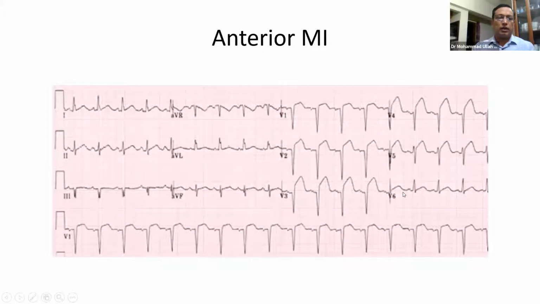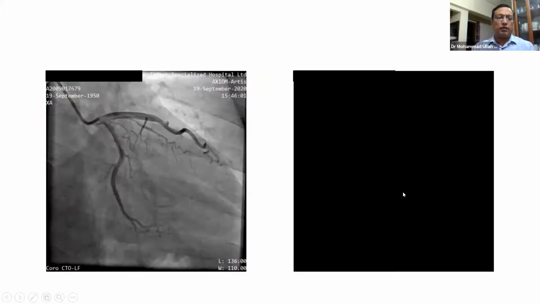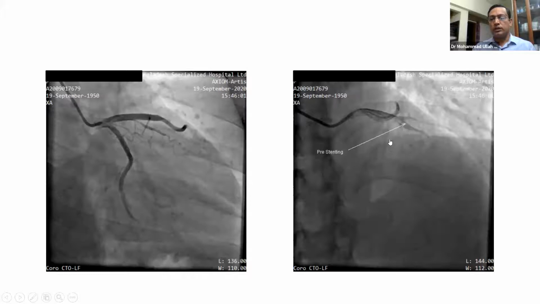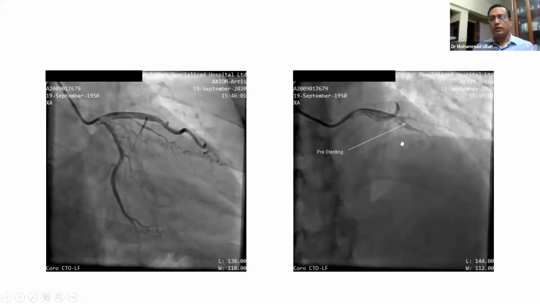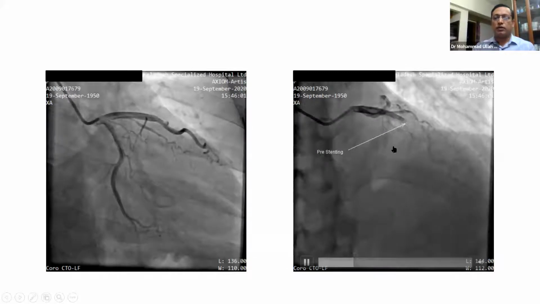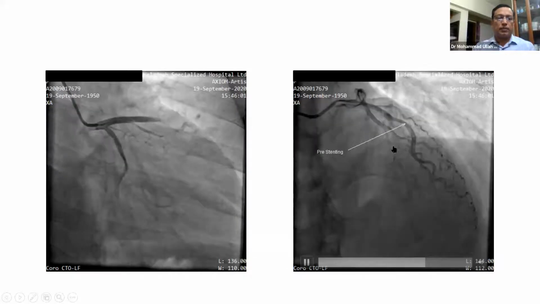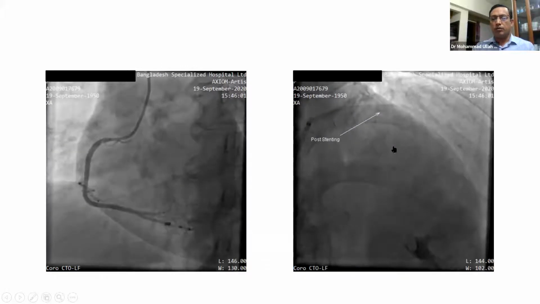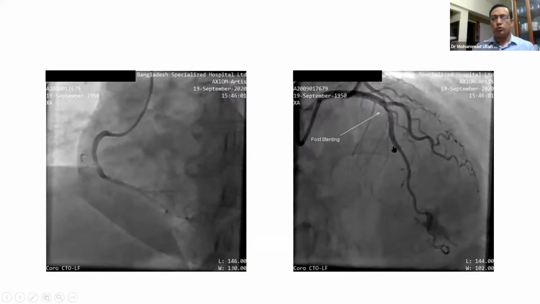And this is the angiogram of the patient, the left coronary artery. If you look at this, there is a total occlusion of the LAD following the diagonal branch and also after septal 1. And this is the post-PCI picture of the patient.